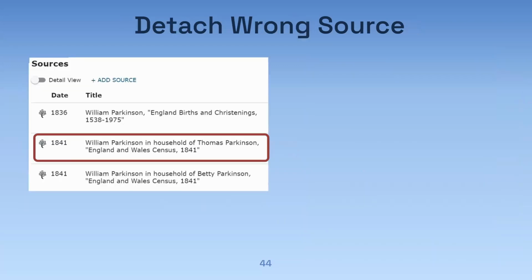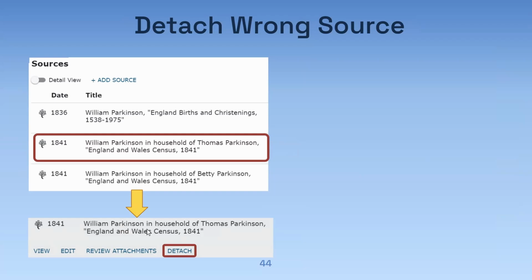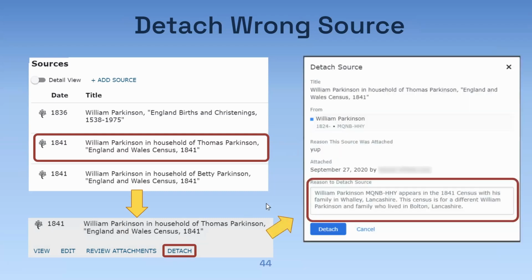Fortunately, it's super easy to detach wrong sources. You just click to open up the source, and when you do that, you get this little drop down, and one of the options is detach. So you click detach, and it asks you to explain why you're detaching.